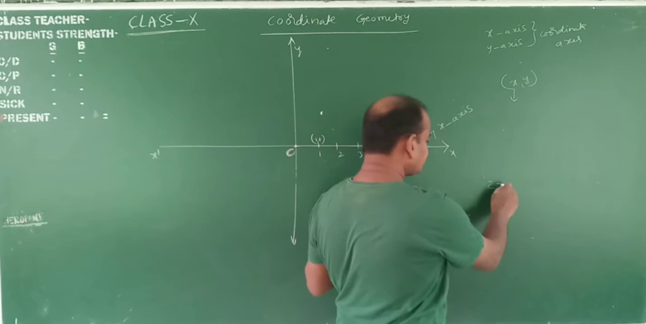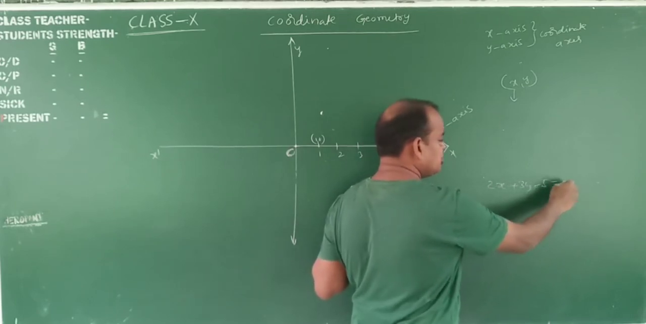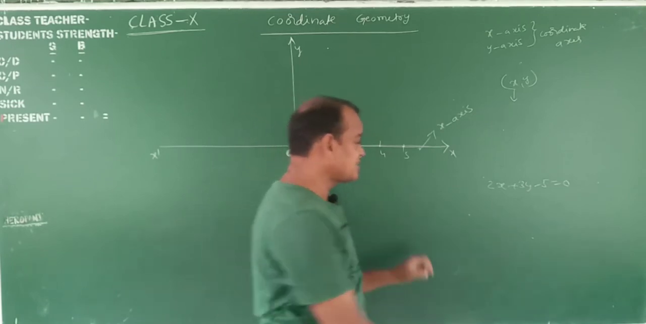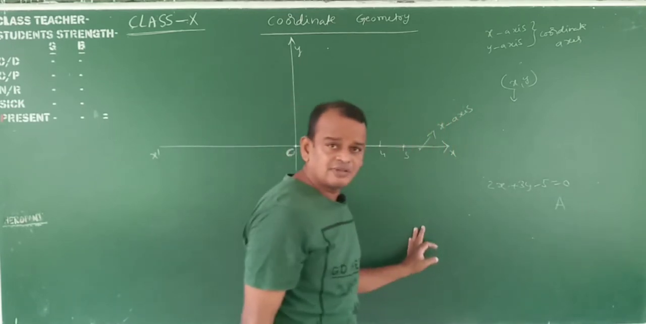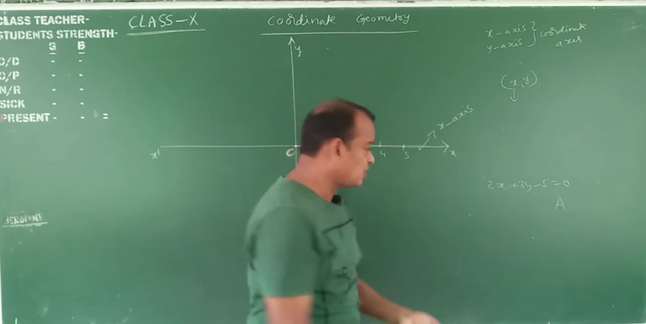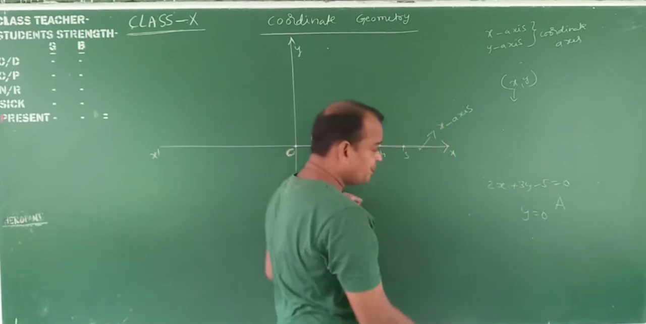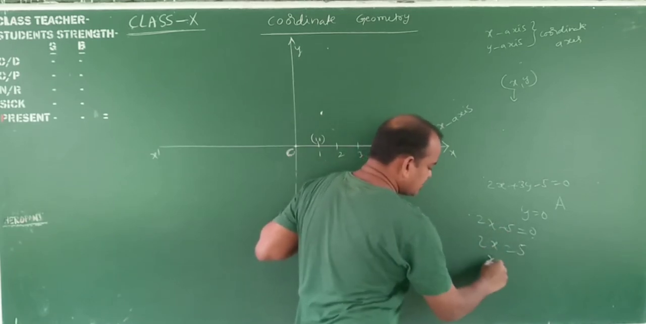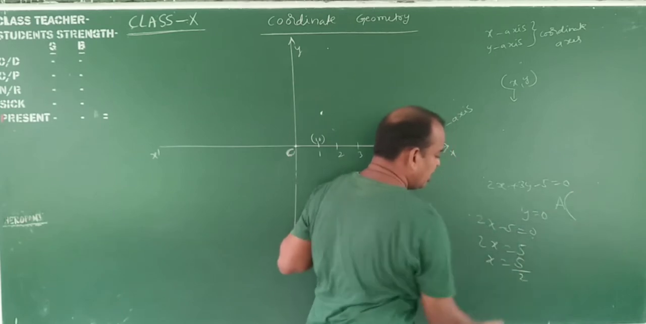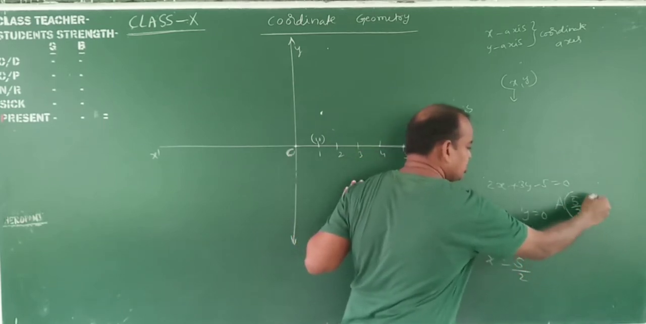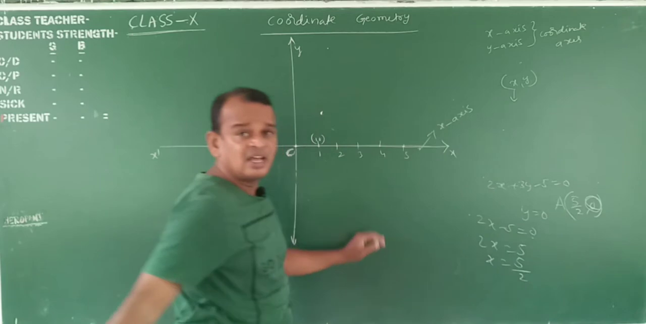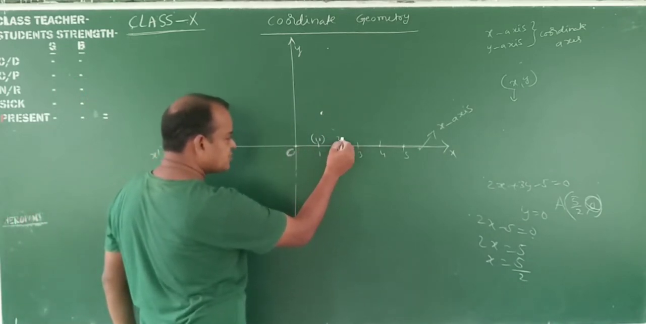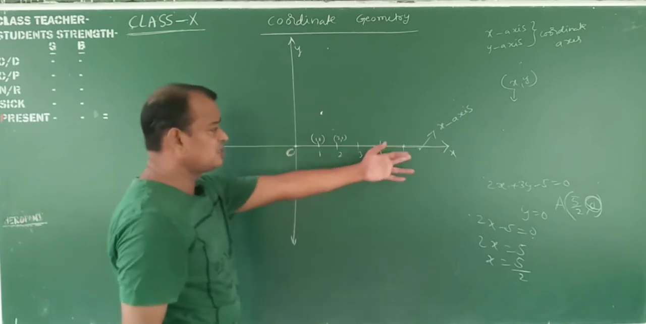Suppose 2x plus 3y minus 5 equals 0 intersects the x-axis at A. What is the meaning of that? The line intersects the x-axis, so the y value must be 0. Substituting, 2x minus 5 is equal to 0. Therefore, 2x is equal to 5, and x is equal to 5 by 2. So A is (x, y) equals (5/2, 0). The y-coordinate is 0, so this point must lie on the x-axis. Here, this is (2, 0), this is (3, 0), this is (4, 0), this is (5, 0).